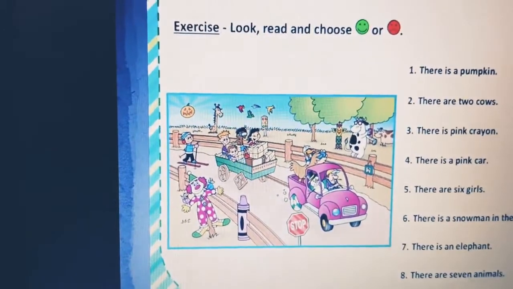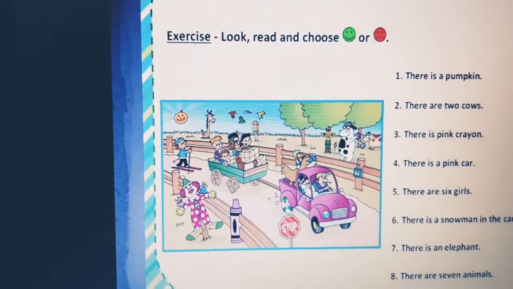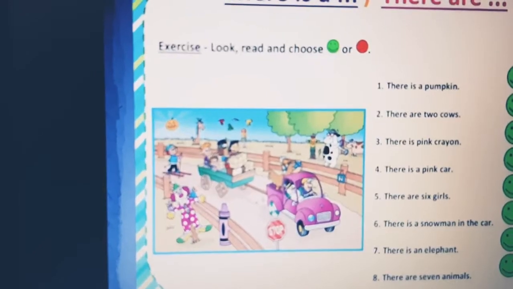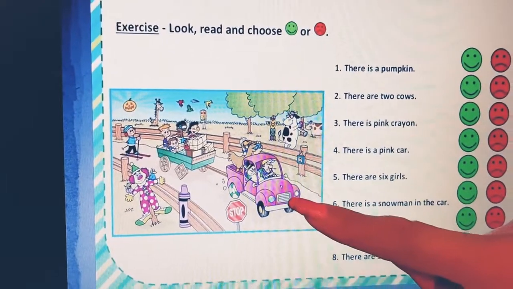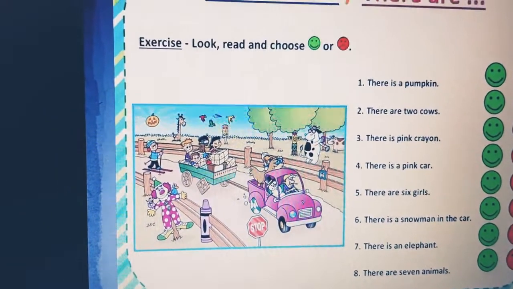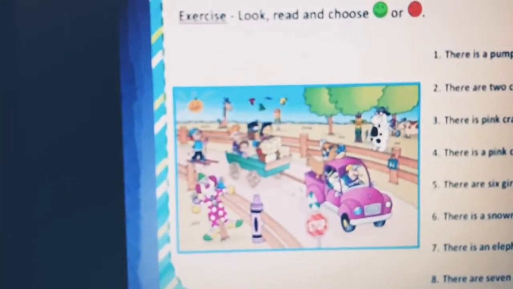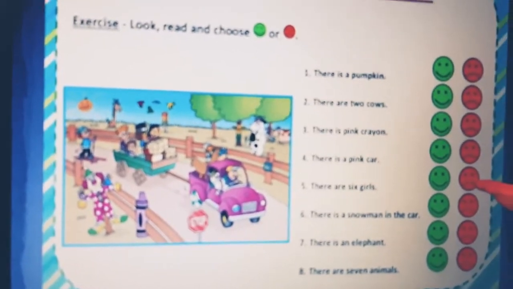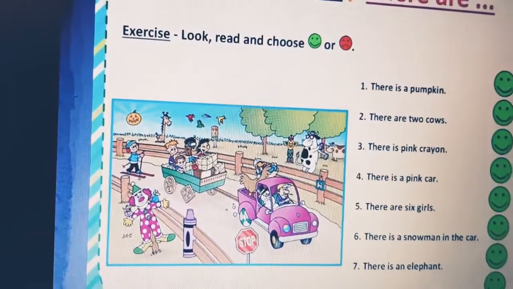Question number 4: there is a pink car. What do you think? Yes or no? Yes, there is a pink car. It's a green face. Next one: there are 6 girls. Yes or no? I have to check 6 girls. Okay, so wait a minute. 1, 2. No more girls. So in this case, it's a red face, because we just have 1 and 2, no more.